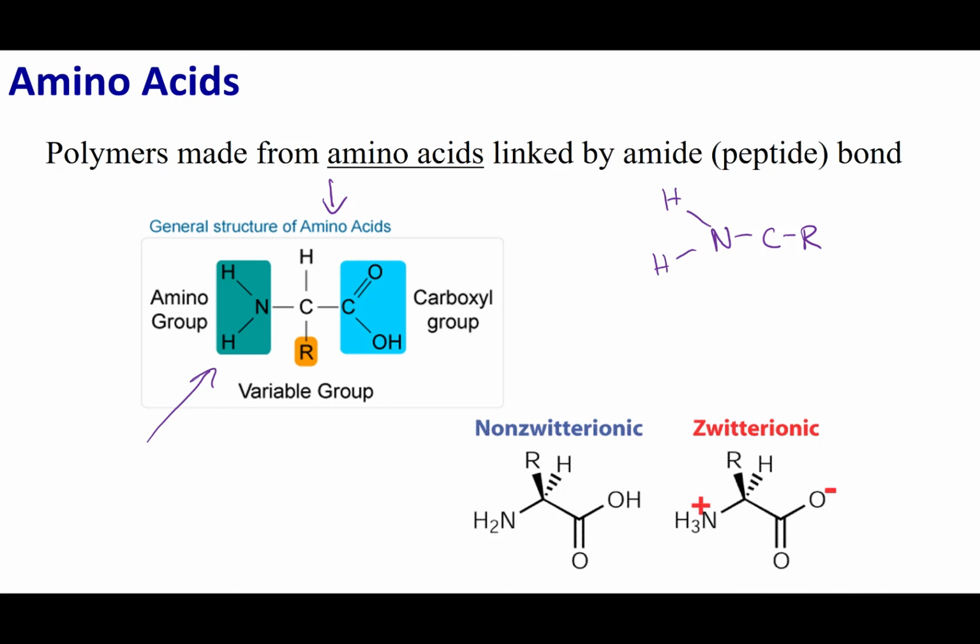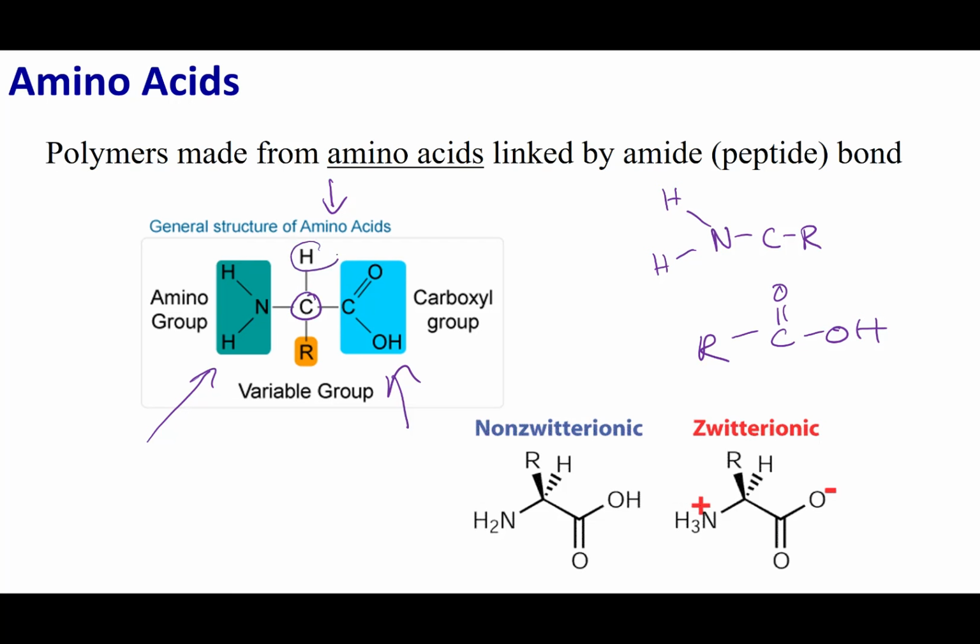Now looking at the amino acid's name, you hear the word acid, and we already talked about one type of acid. That was the carboxylic acid. And you guys can see the carboxylic acid group on the amino acid structure. Now the amine and the carboxylic acid are connected by carbon.